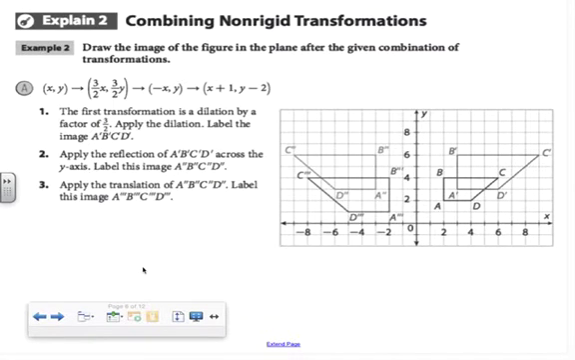In the next kind of examples, now we're combining non-rigid transformations. So remember that translations, rotations, reflections, these are all rigid transformations, meaning your pre-image will be the same size and shape as your image. Whereas a non-rigid transformation, sometimes it's a dilation. Notice this vocabulary.